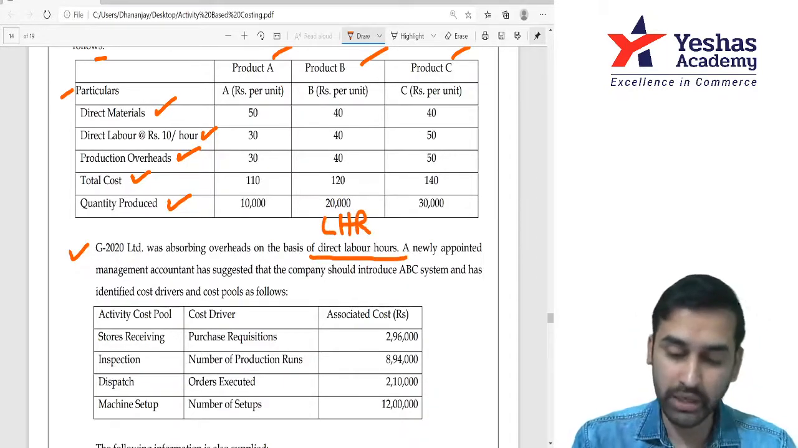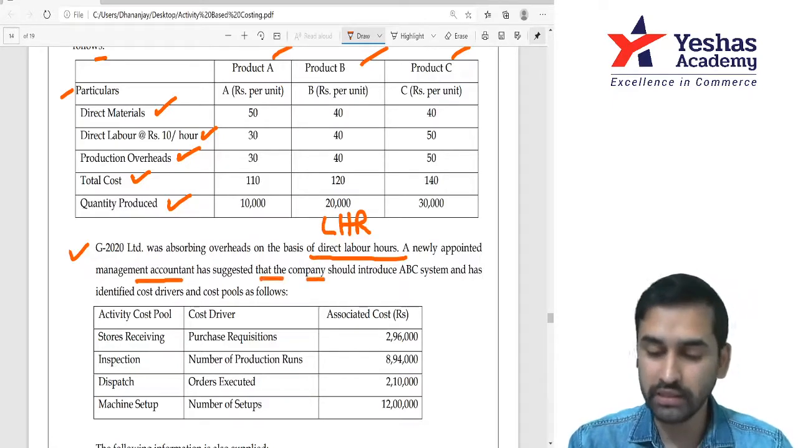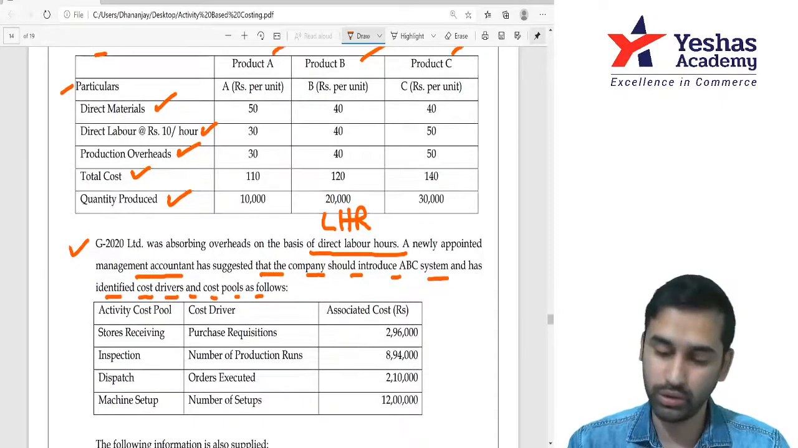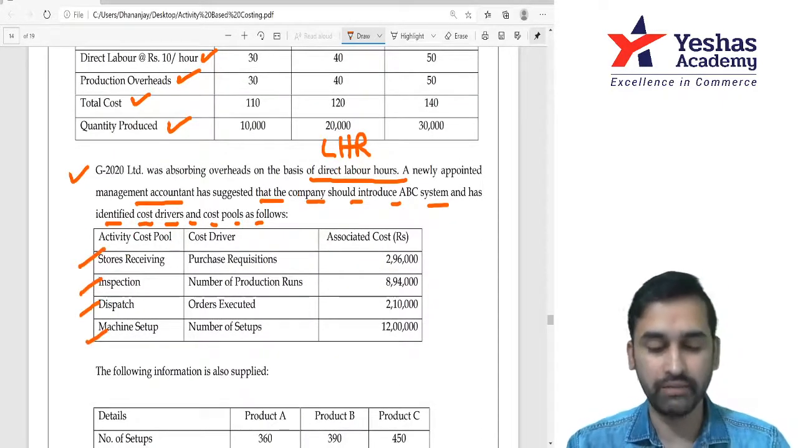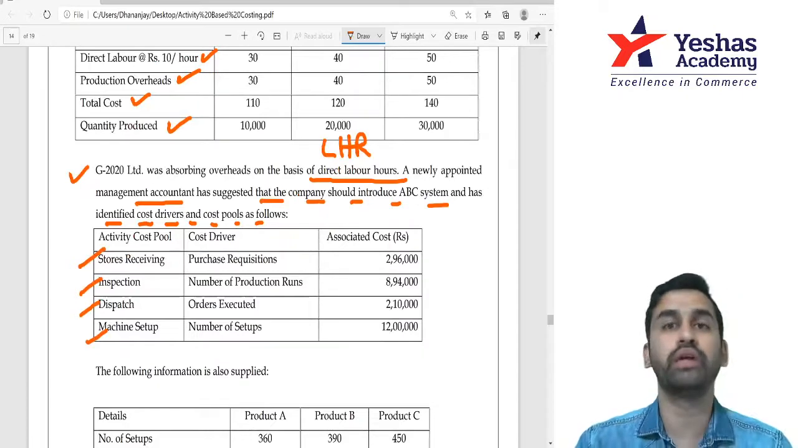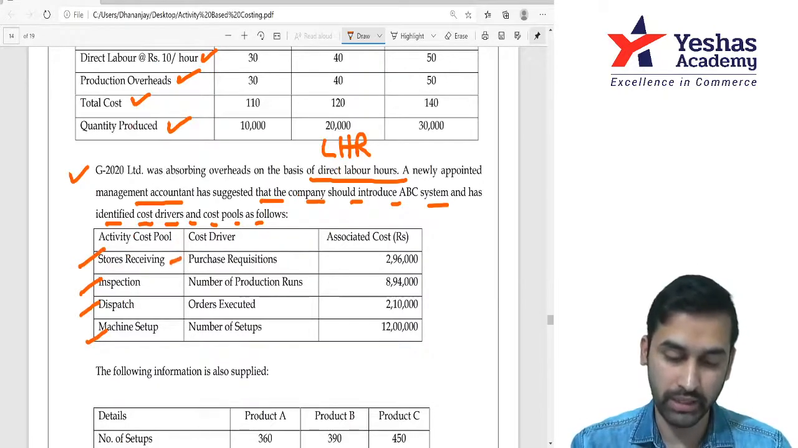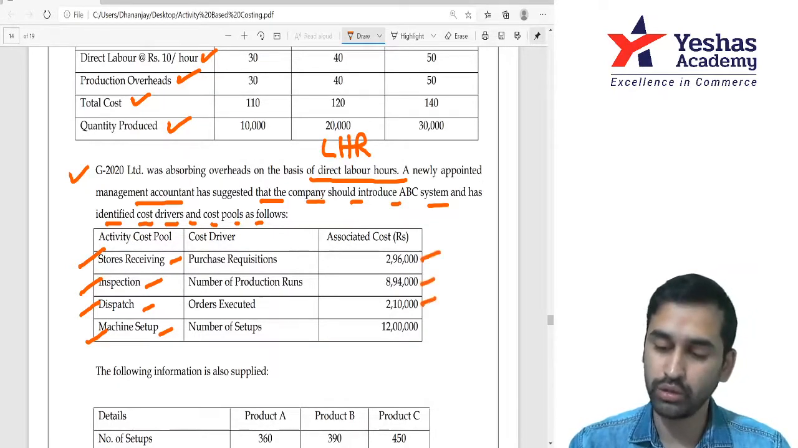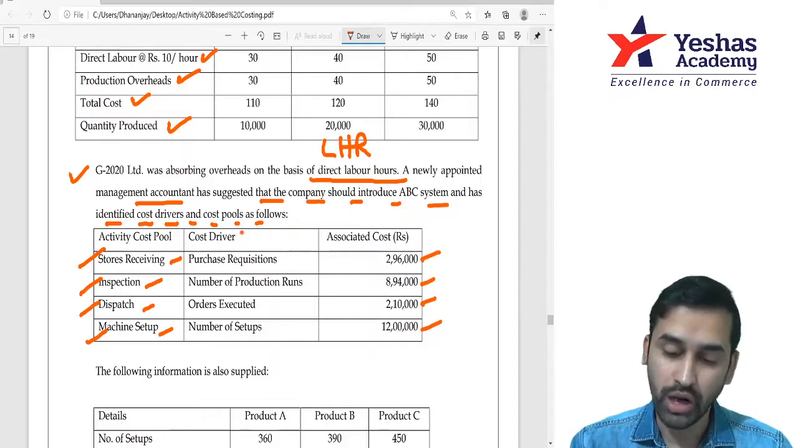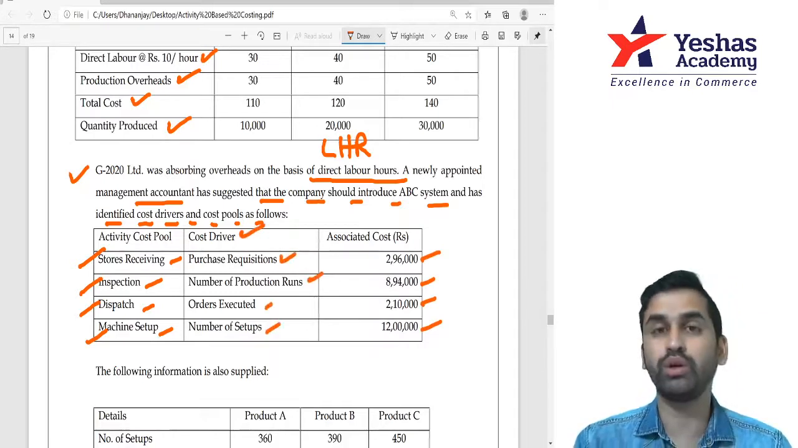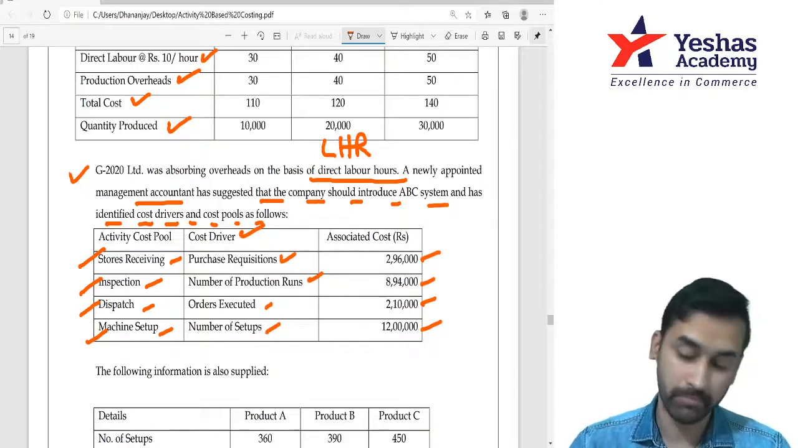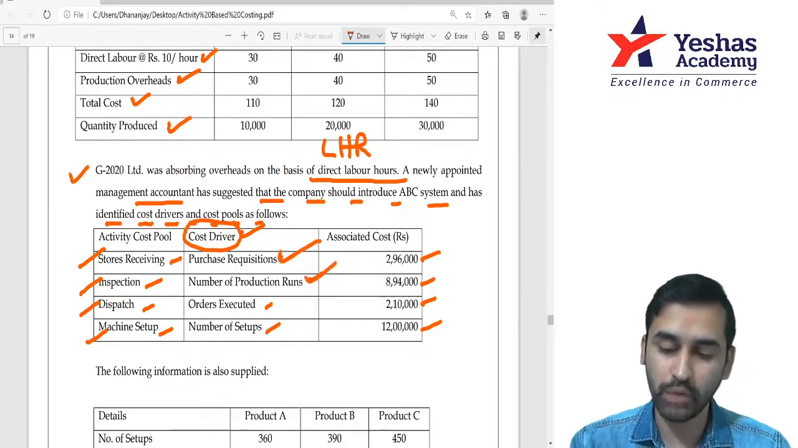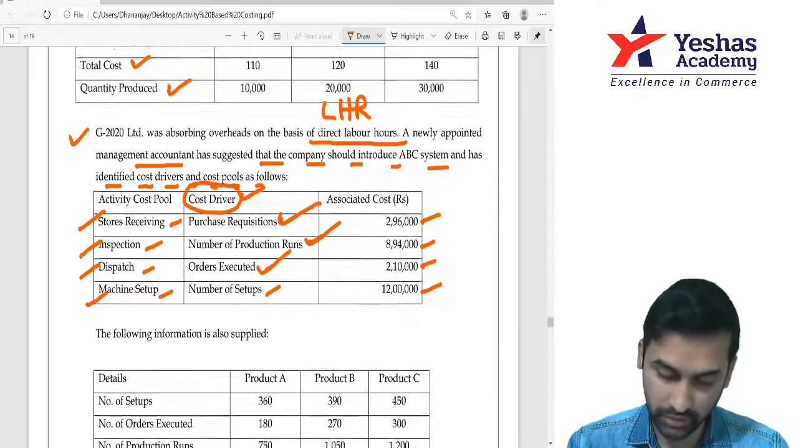A newly appointed management accountant has suggested that the company should introduce the ABC system, and he has identified the cost drivers and cost pools. Good. He says there are activities, cost pools or departments: stores, receiving, inspection, dispatch and setup. Here you have the associated cost also, that is the amount in rupees. Cost drivers also they have given. What more do you want? Everything is properly there in the table. Sir, they should tell us how many requisitions, how many runs, how many orders. That is also given, don't worry.